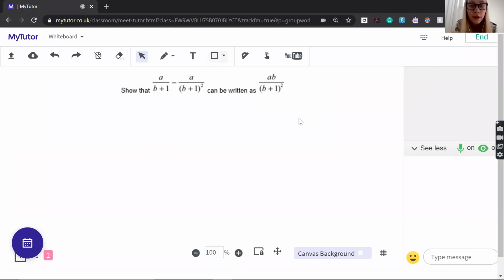So in this question, we want to show that a over b plus 1 minus a over b plus 1 squared can be written as ab over b plus 1 squared. So does anybody have any ideas about how we might go about doing this one?